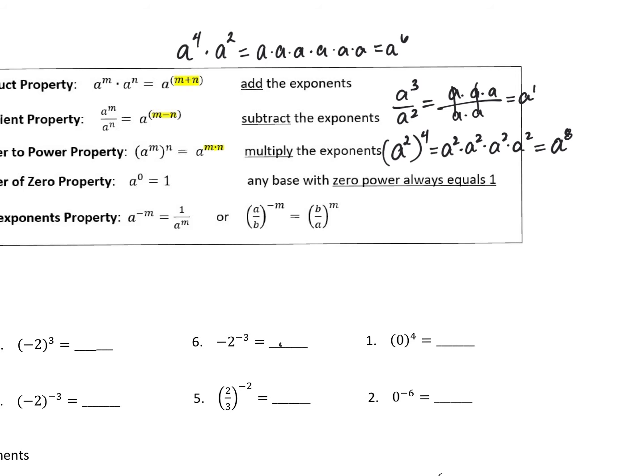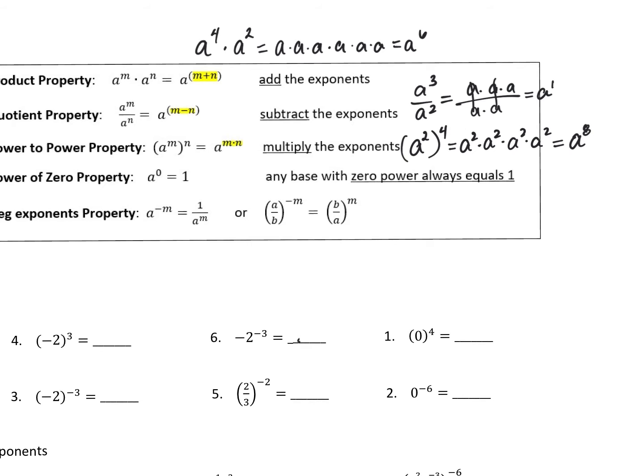Then we have the 0 property, power of 0 property. Any base with a 0 power equals 1. That's because if I have a to the 7th divided by a to the 7th, if I subtract my exponents, I get 0, right? But anything divided by itself is what? 1. So a to the 7th divided by a to the 7th is equal to 1, which is why a to the 0 is equal to 1, because it represents dividing something by itself.